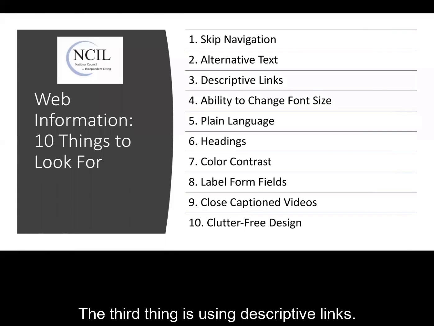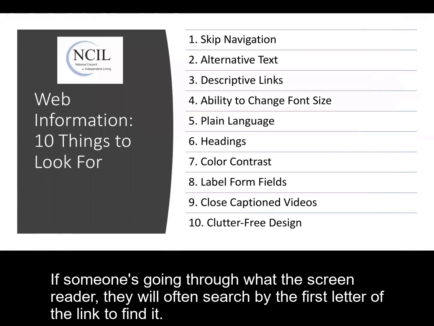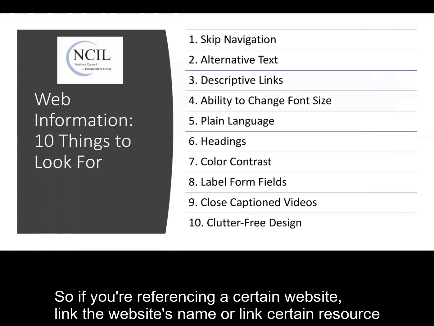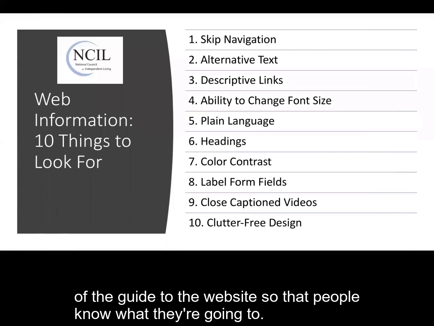The third thing is using descriptive links. Whenever you hyperlink something, you don't want to just hyperlink the words "click here," because if someone's going through with a screen reader, they will often search by the first letter of the link to find it. So, if you're referencing a certain website, link the website's name, or link a certain resource that you're going to. Like if I was linking the Nickel campaign guide, I would link the title of the guide to the website so that people know what they're going to.